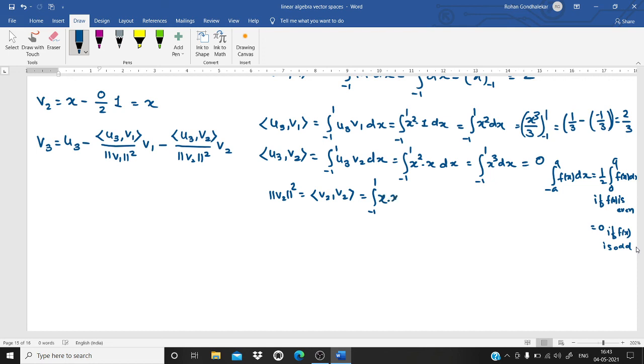What is v2? x. So x into x dx, which is x square dx. This is 2 times integration from 0 to 1 x square dx by this same property, which is 2 into x cube by 3, limits from 0 to 1. So hence the answer is 2 by 3.